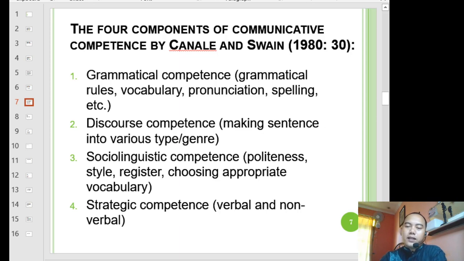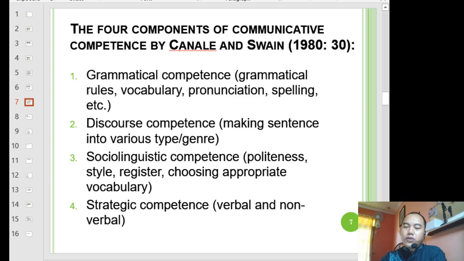The four components of communicative competence are as follows. Number one, grammatical competence, that is the knowledge of the language code, such as grammatical rules, vocabulary, pronunciation, spelling, etc. Number two, discourse competence, that is the ability to combine language structures into different types of cohesive texts.